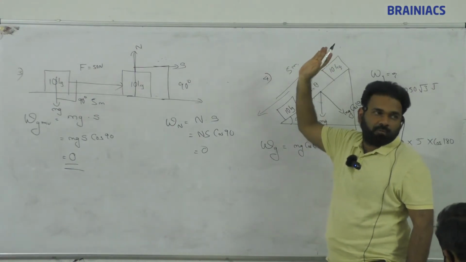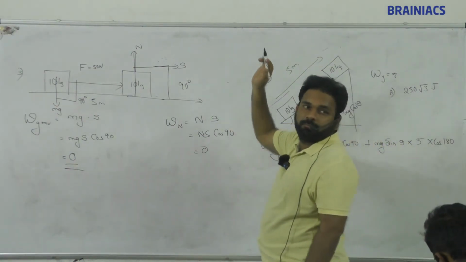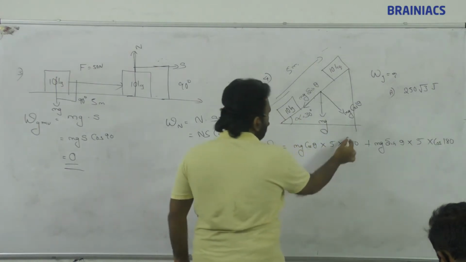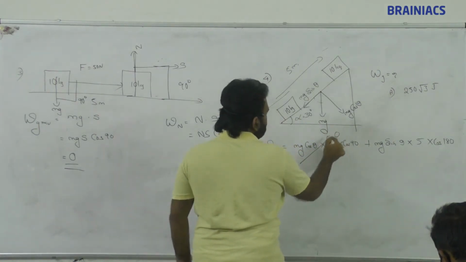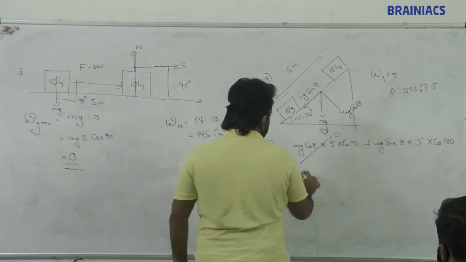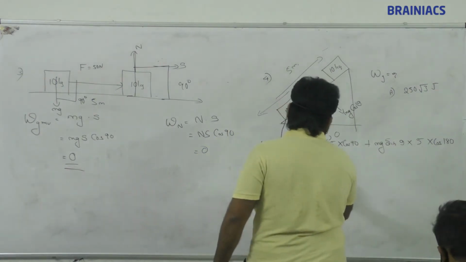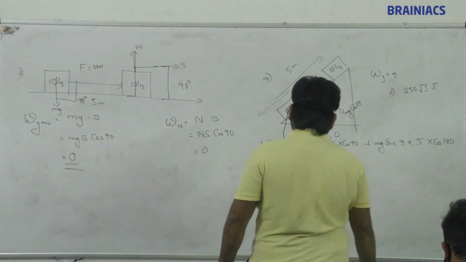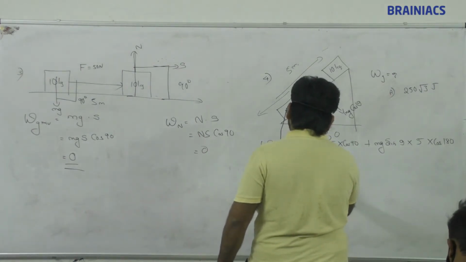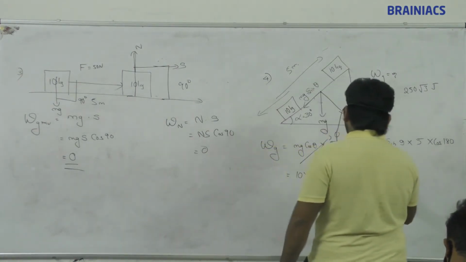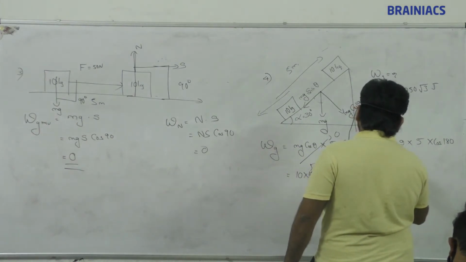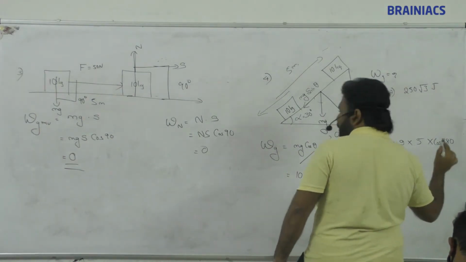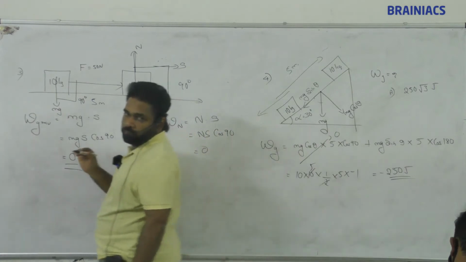Nitish, are you able to follow? Tangam, Sudarshan? Okay. What about this one? This is 0. So here 10 into 5 into sin 30 gives minus 250 joule. Correct or what? Minus 250 joule.